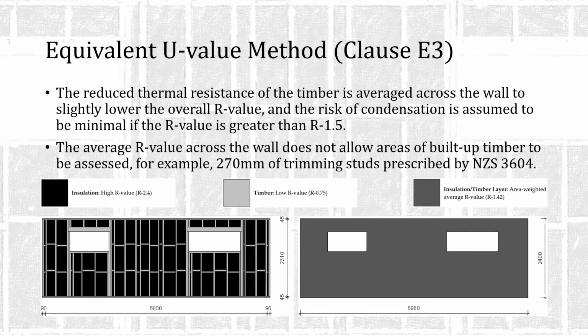This R value is calculated by area weighting the thermal resistance of each material using the equivalent U value method. This method does not allow for surface temperatures surrounding larger thermal bridges, such as the 270 millimeters of timber allowed by New Zealand Standard 3604, to be assessed. Instead, it encourages the problem of excess timber to be solved by increasing the thermal resistance of insulation.